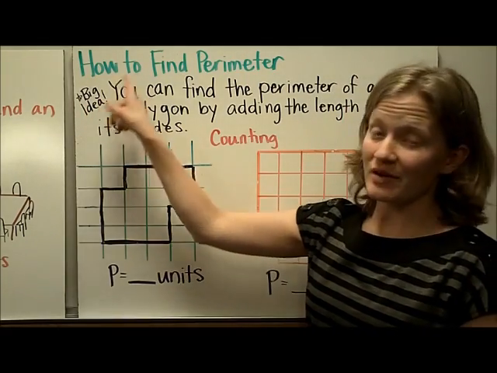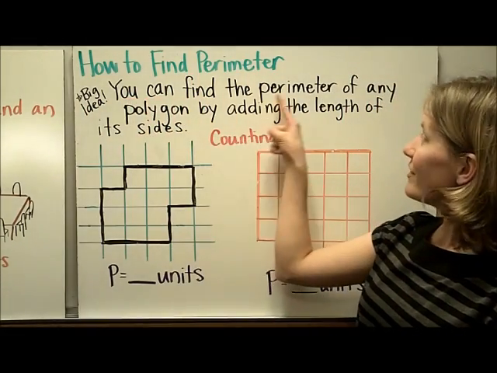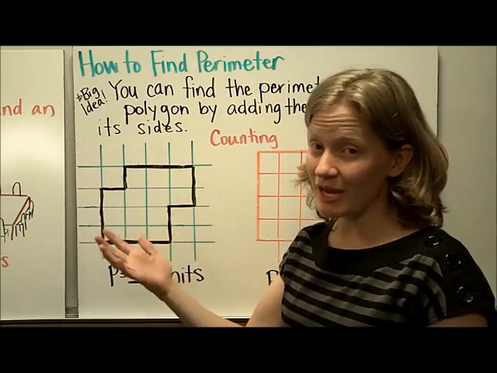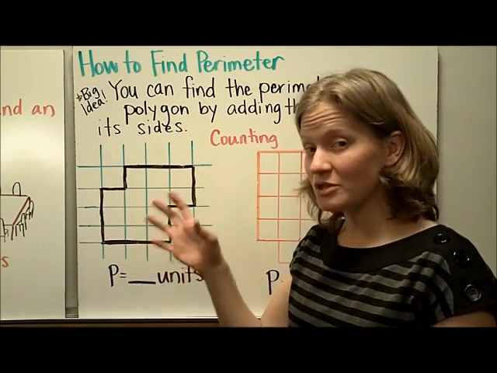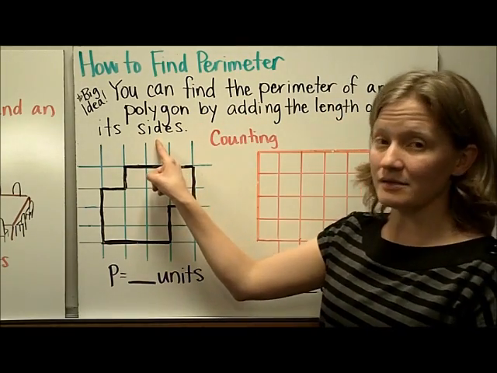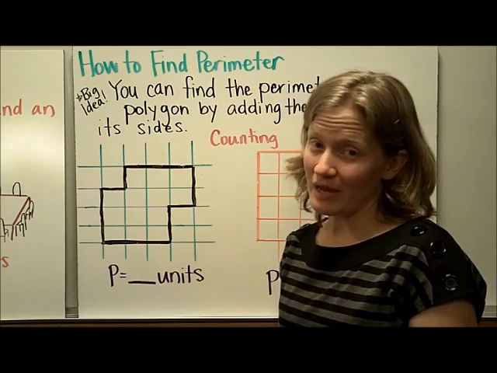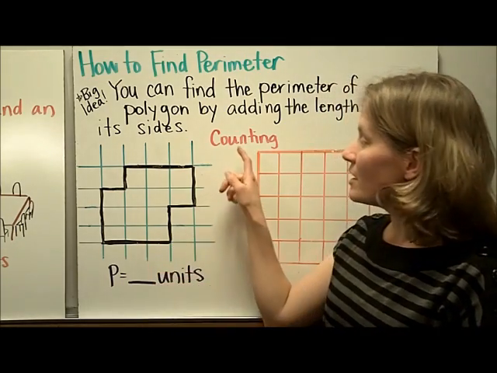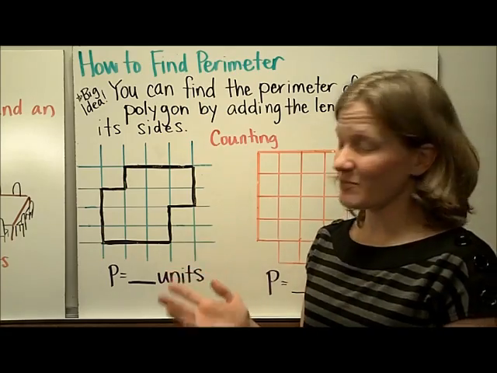The big idea when finding perimeter is that you can find the perimeter of any polygon, and polygon just means a closed shape with straight sides, by adding the length of its sides. We're going to do this 4 different ways in this video, and you're going to see all different ways to find the perimeter. So the first way that we can do it is by counting.